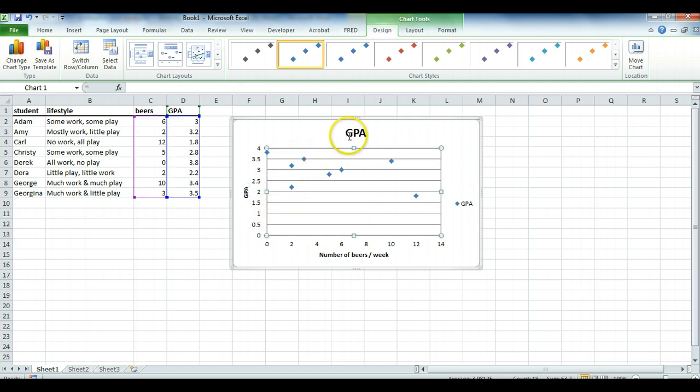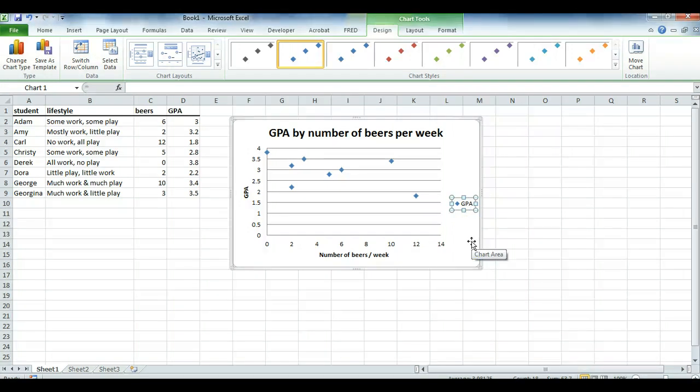Okay, and then we can label this title GPA by number of beers per week. We can get rid of the legend. We should get rid of the legend because it's only meaningful if you have multiple groups, which we don't have.